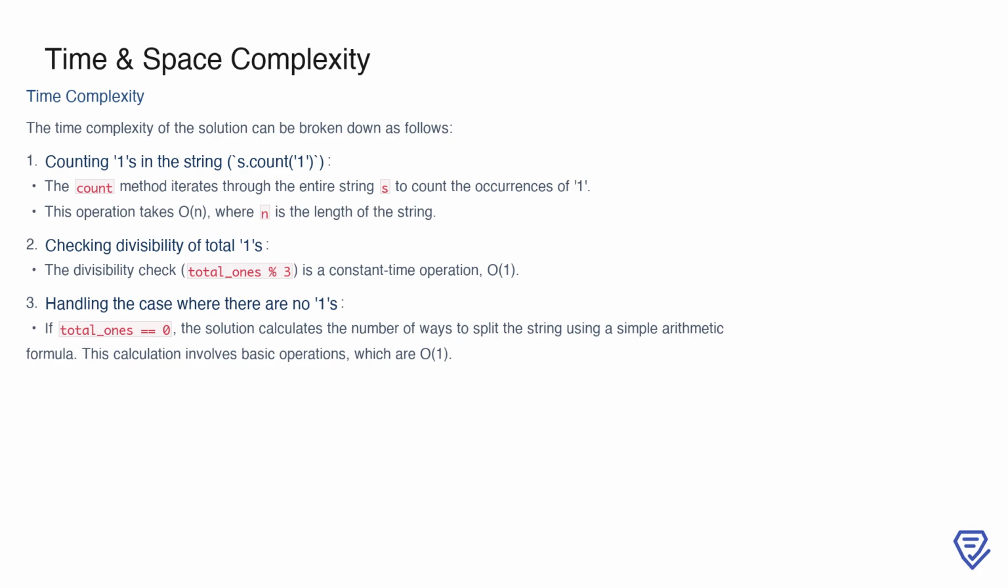Next, we check if the total number of ones is divisible by 3 using the modulus operator. Since this is a simple arithmetic operation, it runs in constant time, O(1). Finally, if there are no ones in the string, we calculate the number of ways to split it using a straightforward formula. This involves basic arithmetic and also runs in O(1). These are the foundational steps contributing to the overall time complexity.